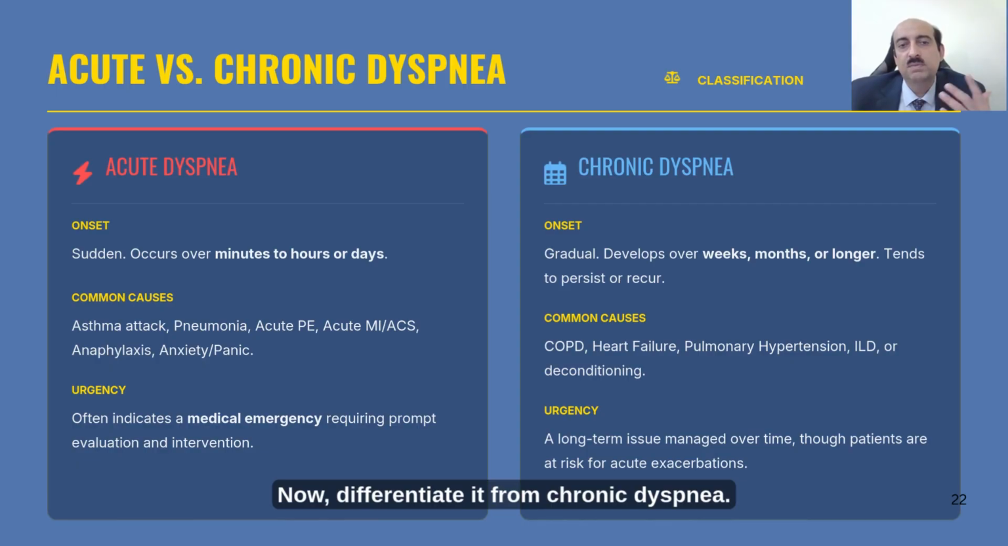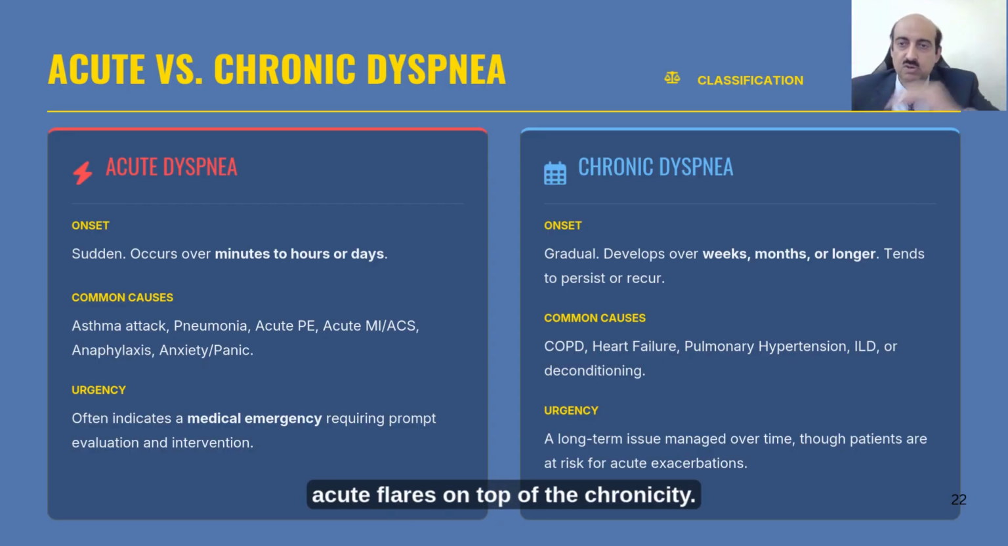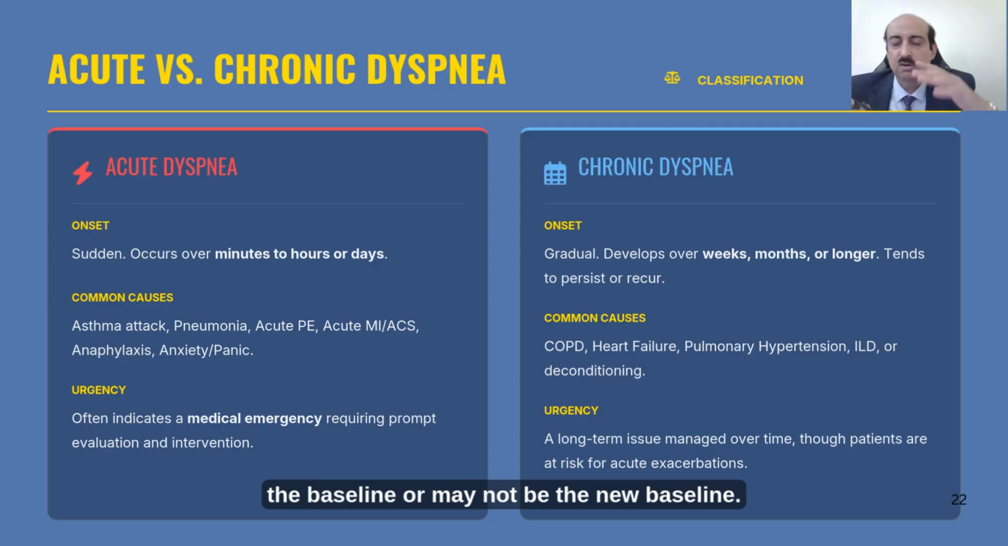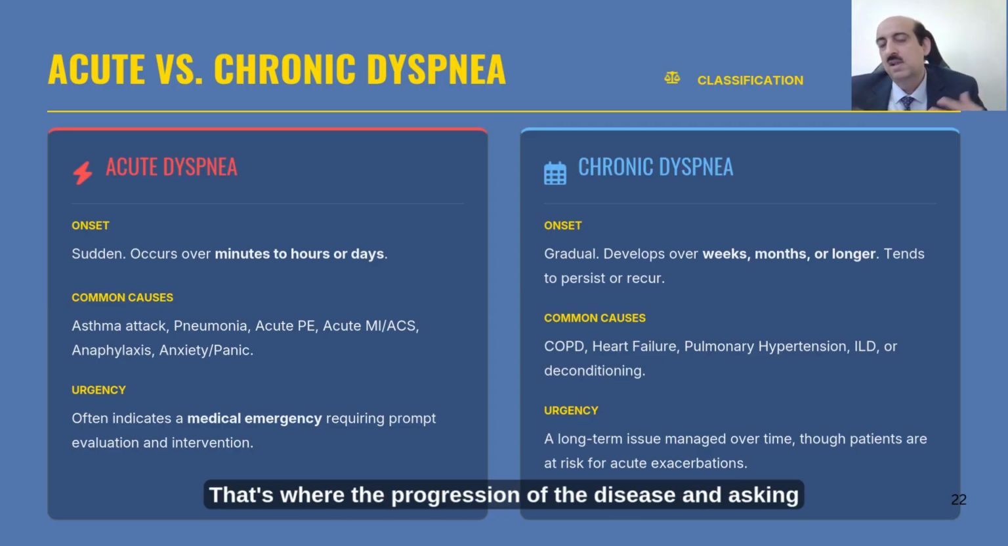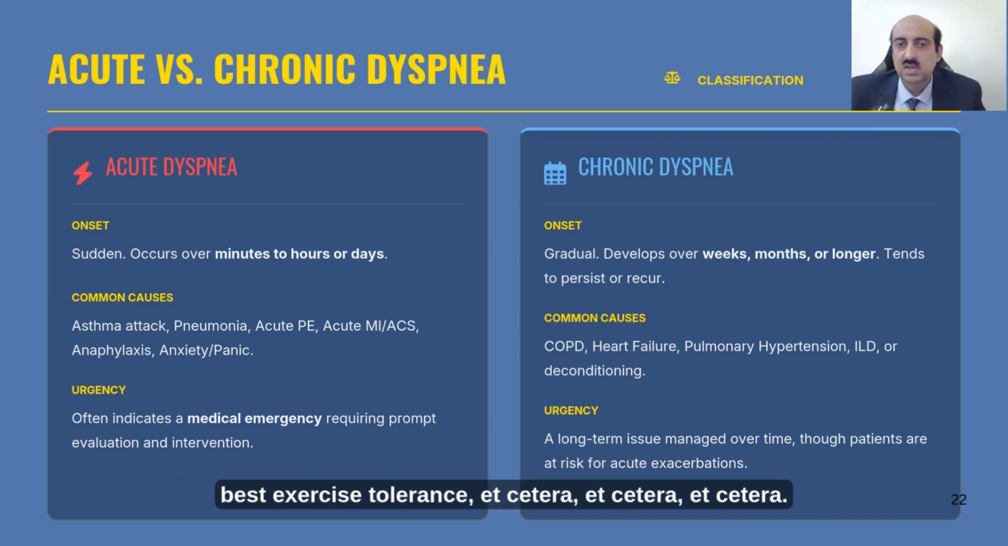Now, differentiated from chronic dyspnea, the onset is gradual. It's like subacute to chronic, hence the name. It develops over weeks, months, or maybe longer, and tends to be persistent, or there can be acute exacerbations, acute flares on top of the chronicity. So chronic ILD, acute exacerbation due to an infection. Chronic stable COPD, usual baseline breathlessness, then intermittent fluctuations with the flare, and then dip back to the baseline, or it may not be the new baseline. That's where the progression of the disease and asking about the functional quality of life and how it is affecting the best exercise tolerance, etc. come in.